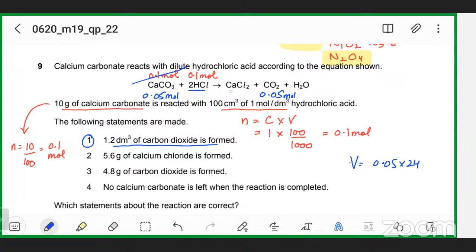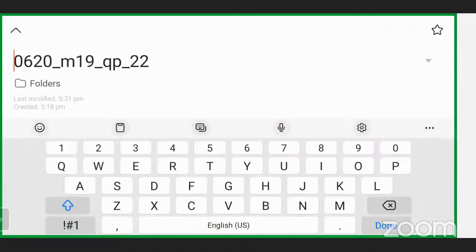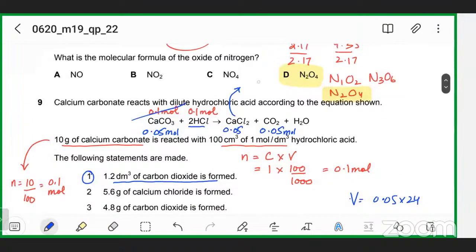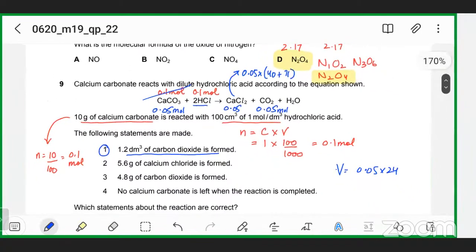Then he says 5.6 grams of calcium chloride will be produced. Now, calcium chloride is also exactly 0.05 moles, right? Multiply it by the MR to get the mass. 0.05 multiplied by the MR: 40 plus 35.5 plus 35.5 is 111. That gives 5.55, so 5.6. So statement 2 is also correct.